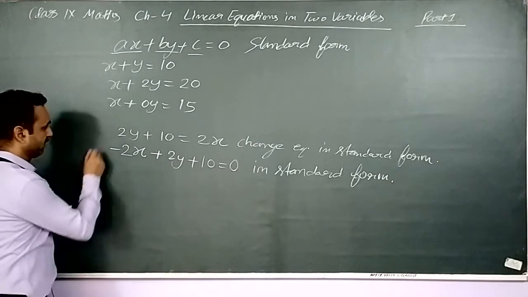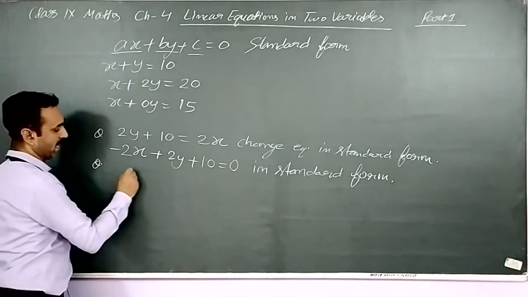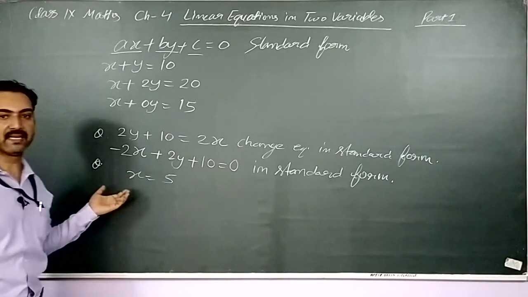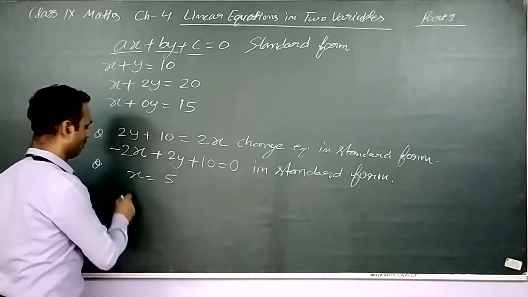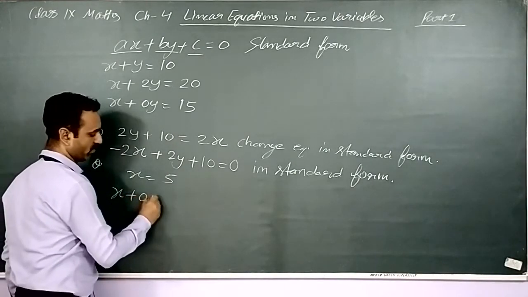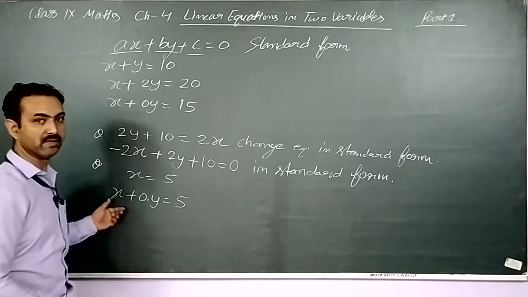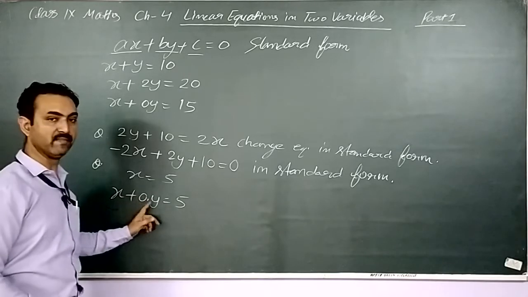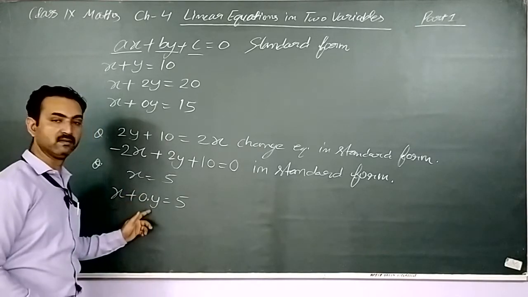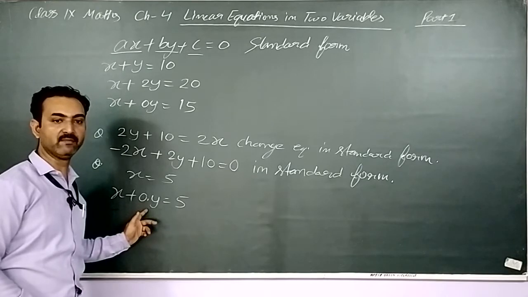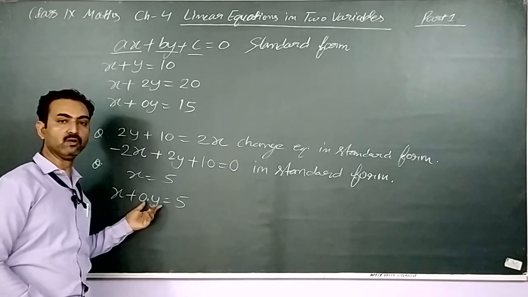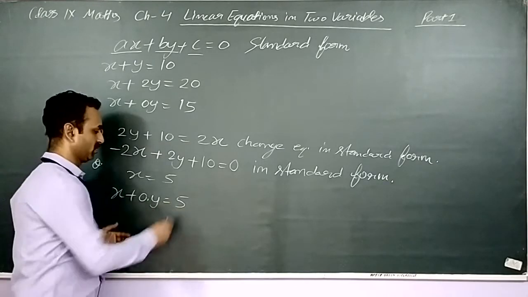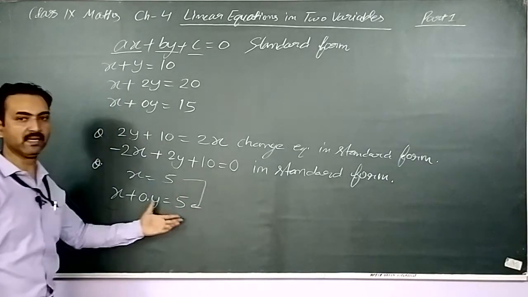Now suppose equation is given x equals to 5. Now you can see there is only one variable x, there are not two variables. So we will write x plus 0y is equals to 5. Now this equation is in two variables, x plus 0y. So 0y means 0. We can add the second variable which is not here as 0y. So this is changed into the standard form.